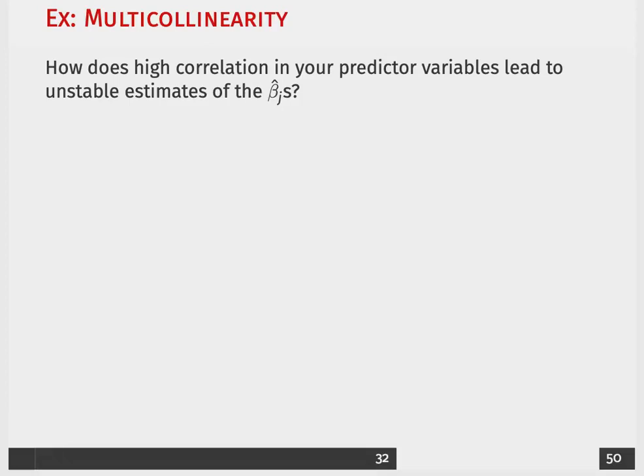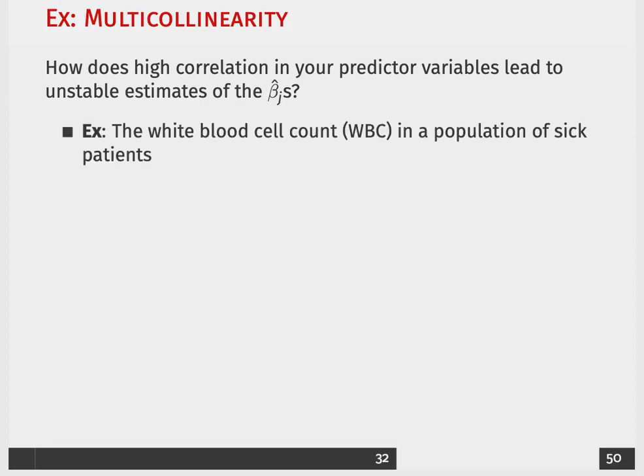Now, I want to go over an example of how multicollinearity is going to impact the estimated coefficients that we get and exactly why that process is occurring. So, we're going to talk about exactly how high correlations in your predictor variables, when they're highly correlated with each other, are going to impact our estimated coefficients.